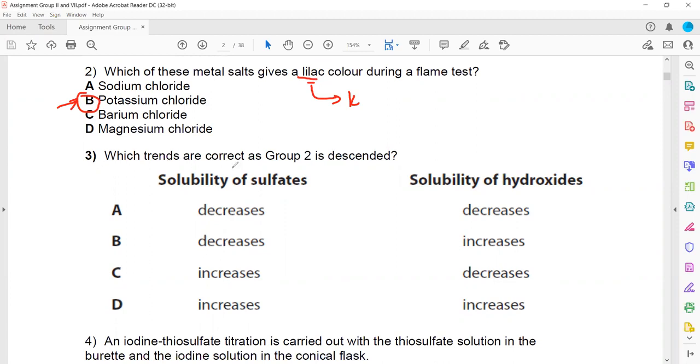For question 3, which is the trend of solubility of group 2 compounds down the group? Solubility of sulfates decreases as we go down. Metals at the top of group 2 have sulfates that are more soluble as compared to the bottom. But the solubility of hydroxides and nitrates always increases down the group. So which one does it match with? It matches with option B. You have to learn these periodic trends.